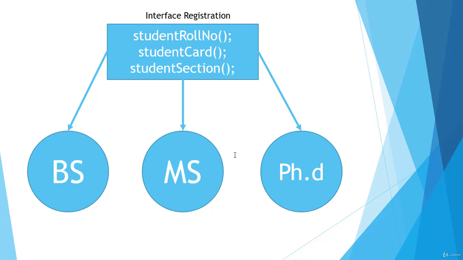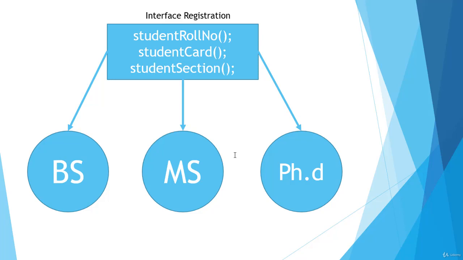For example, in BS a student has a different roll number, different student card and different section. In MS a student has a different roll number, different card and different section. Every class can define the method in its own way. So you can see how the interface is helpful in Java. We have created the interface and all the classes use that interface and all its methods. I hope you understand how the interface is used, why we use it and how it is helpful for us.